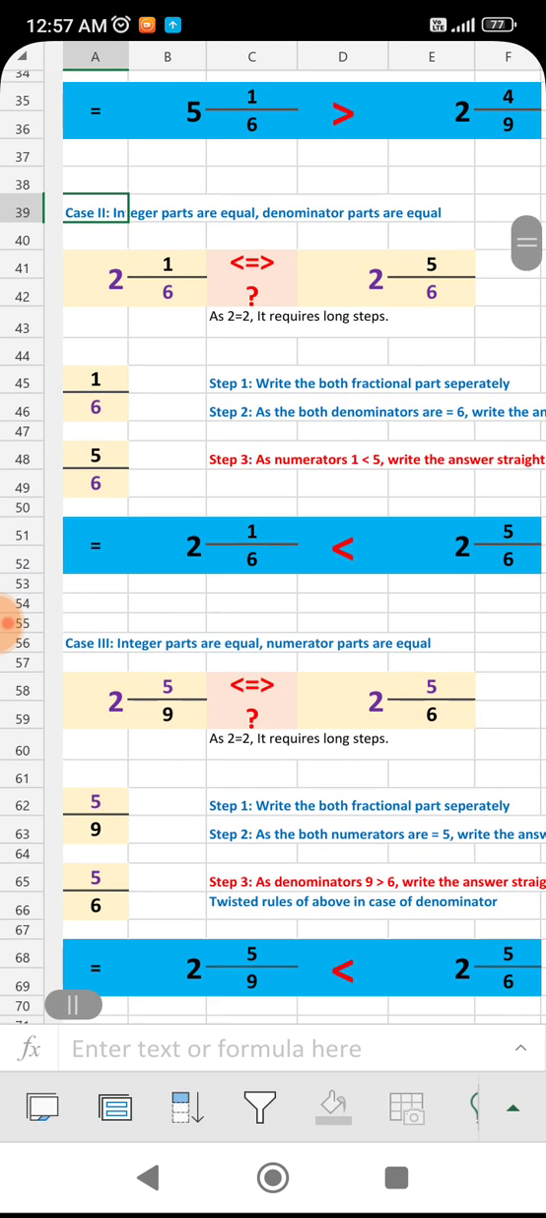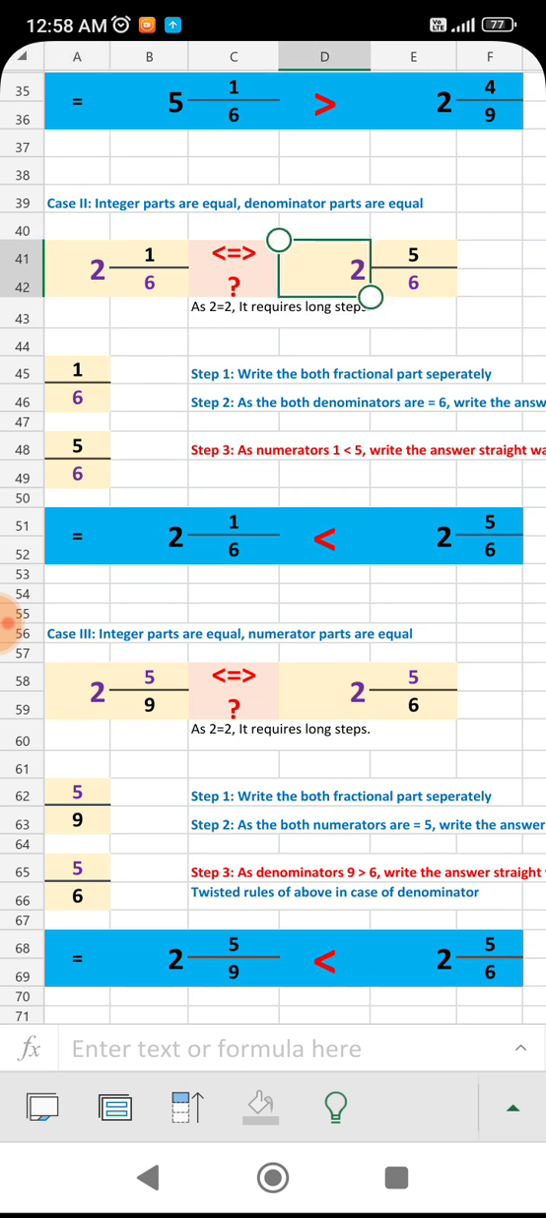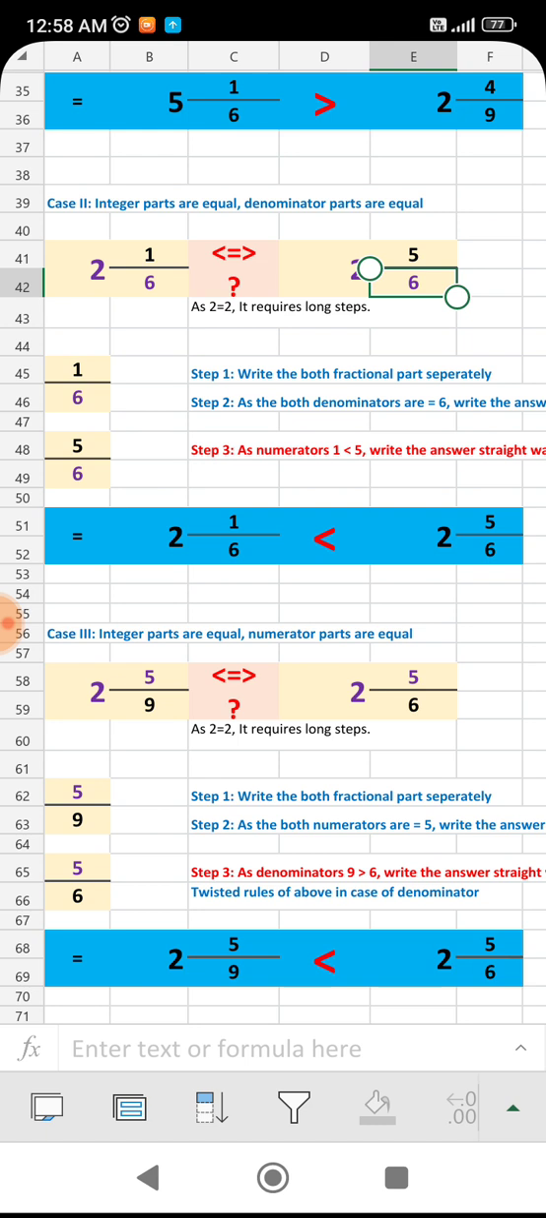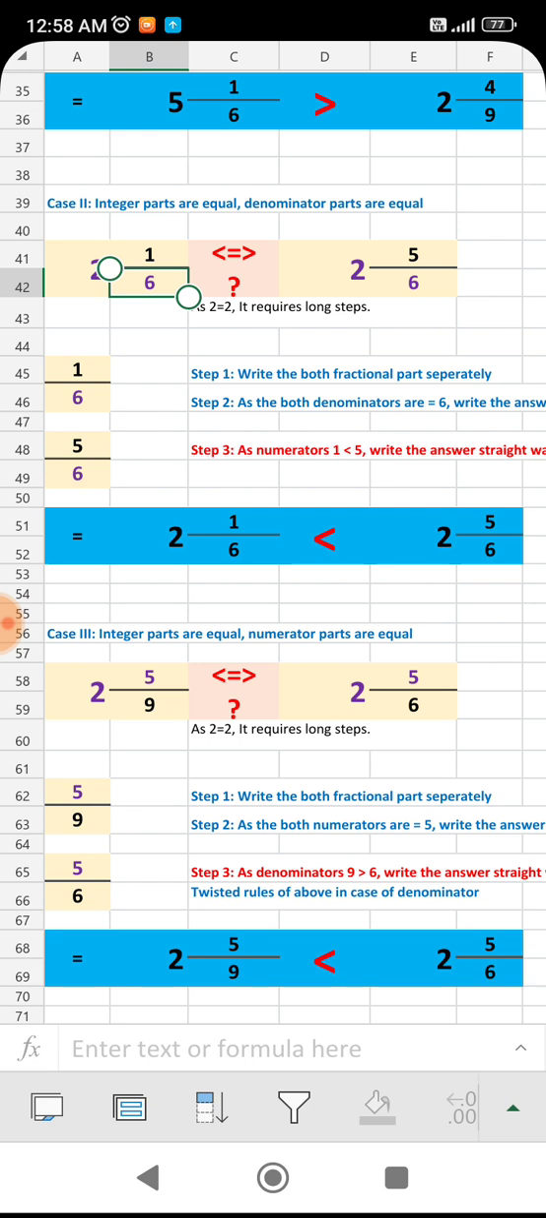Now come to case 2. Integer part equal, denominator parts equal. These two integer parts are equal, as well as the denominator parts are equal. Got it? What is different? The difference is here in the numerator part. In that case also, don't need to calculate anything. Write the answer straight away. Because this is equal, this is equal, and the numerator parts are not equal.